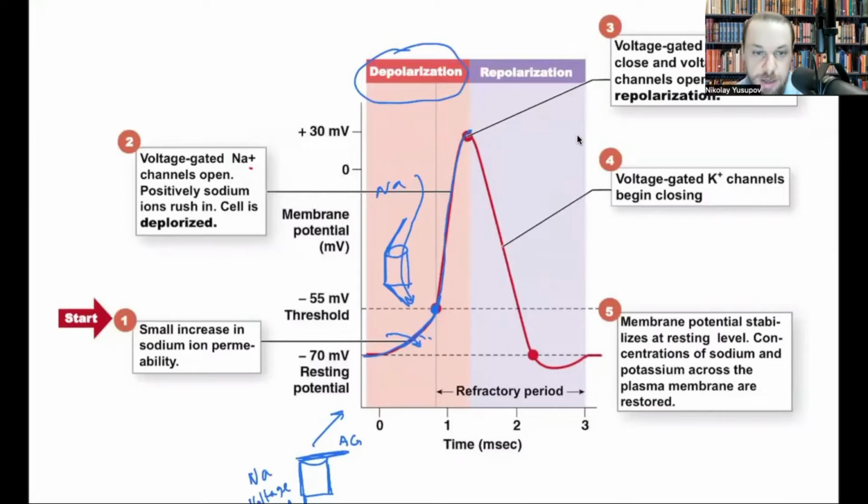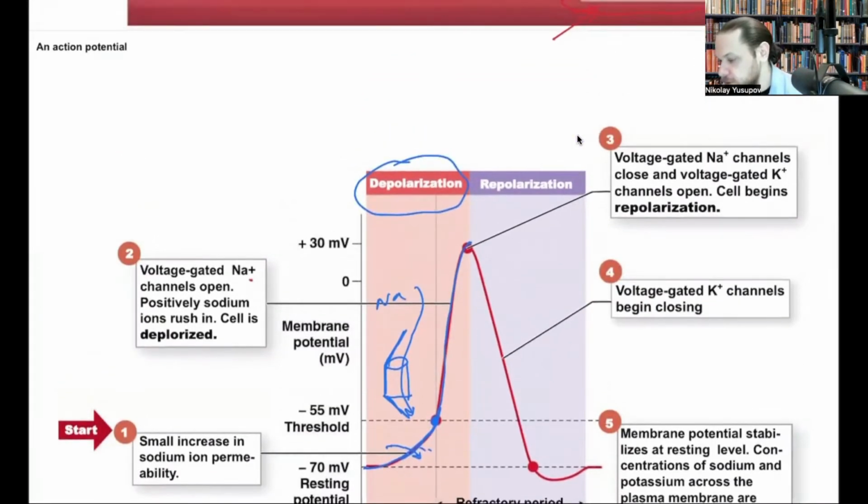So which ion was responsible? It was the sodium channel in this particular case. So the sodium channel and sodium cation were responsible for depolarization. Now when you reach here, you notice it says voltage-gated sodium channels start to close, and voltage-gated potassium channels open. So what we basically see the moment we reach here.